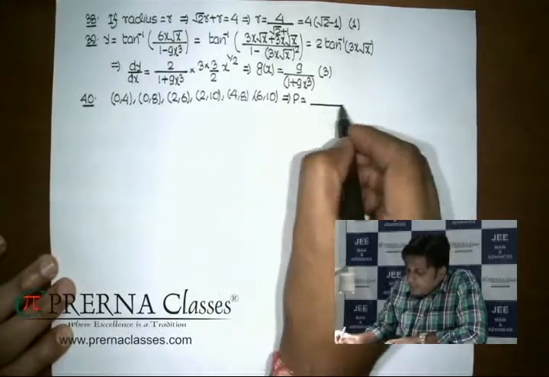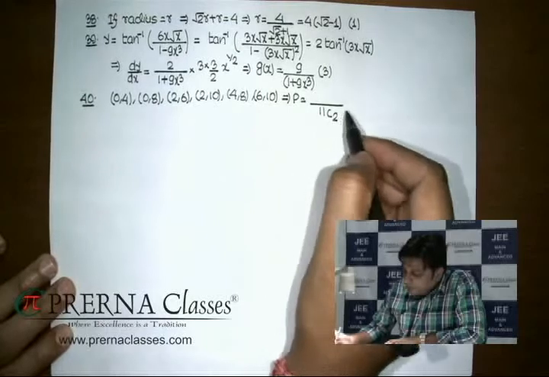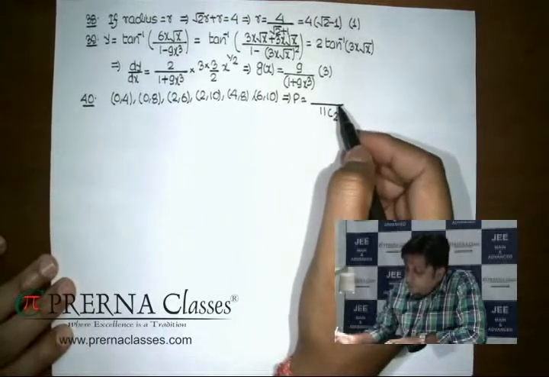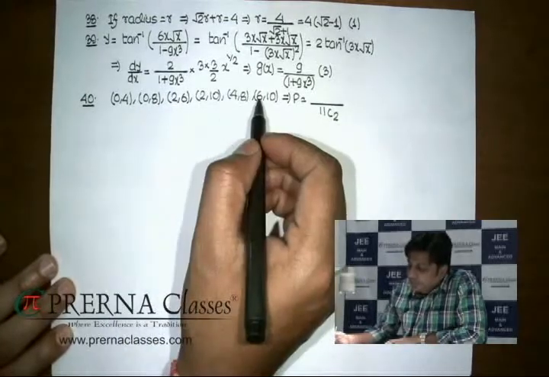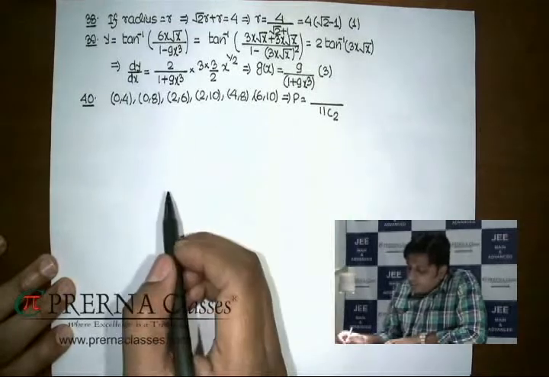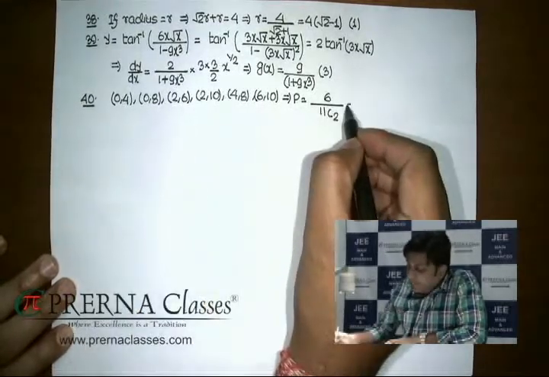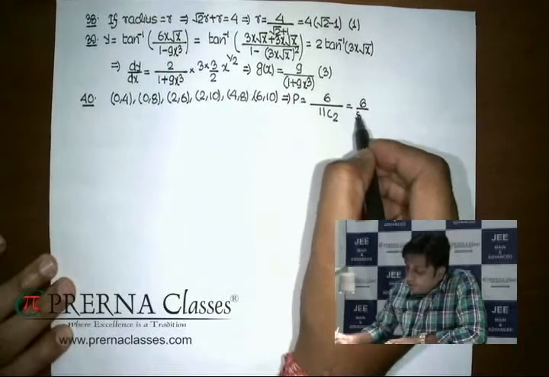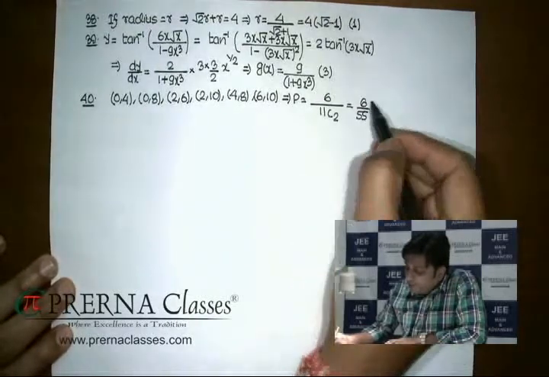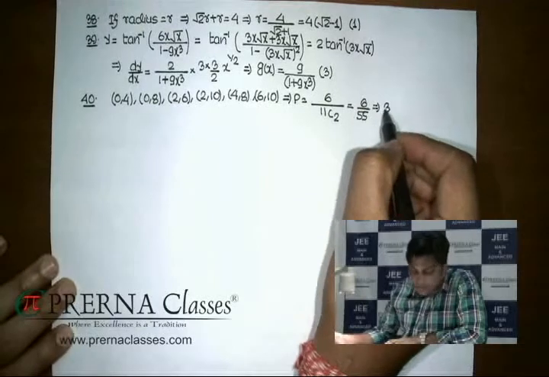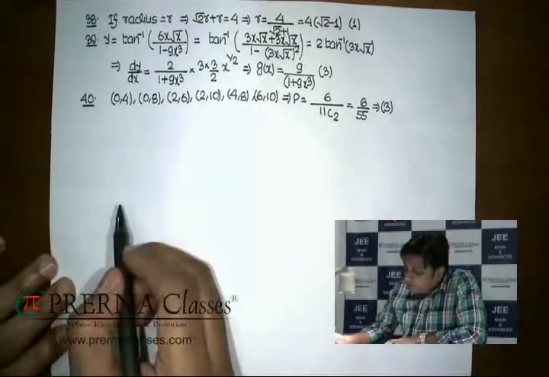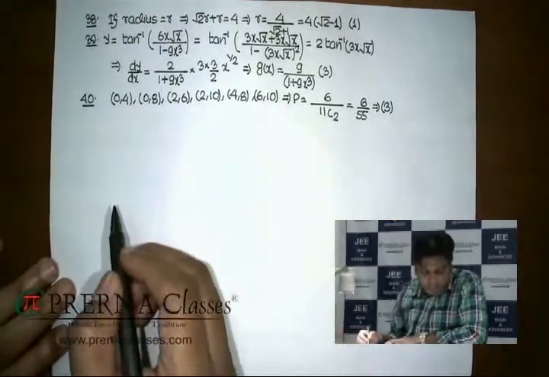Sample space can be easily computed as 11C2. Out of those 11C2 possibilities, there are only 6 possibilities when the given condition or given statement is satisfied. The probability then is going to be 6 by 55, and therefore in this set option 3 is the correct answer.